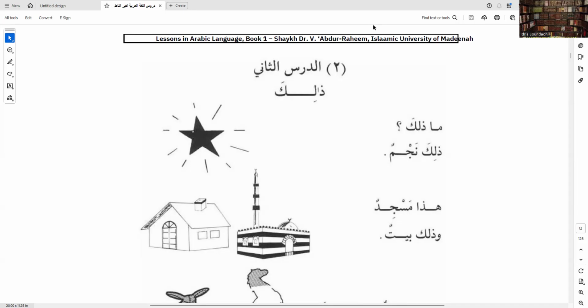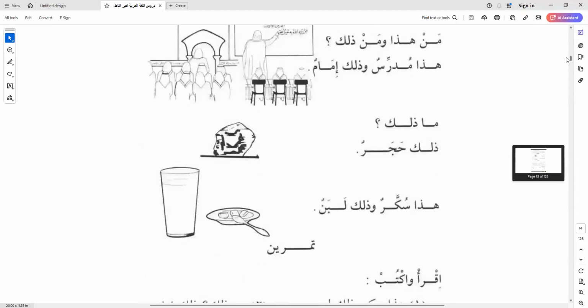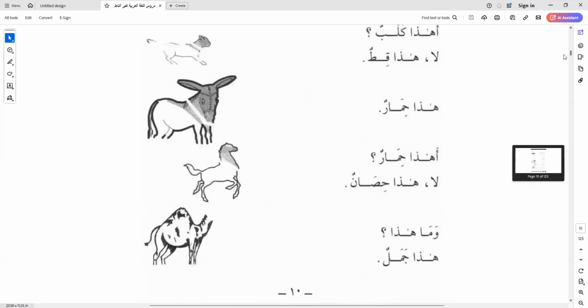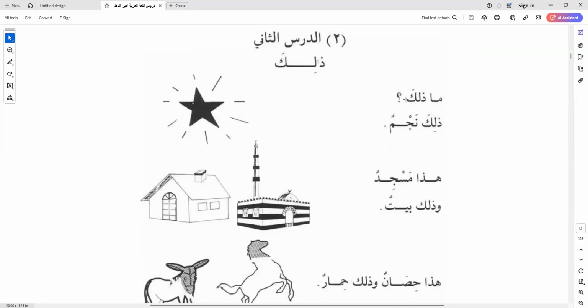Today, we're looking at lesson 2. What are the objectives of this lesson? Let's look at the core objectives. What are we going to learn here today?